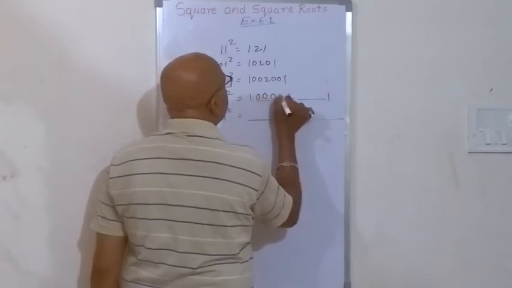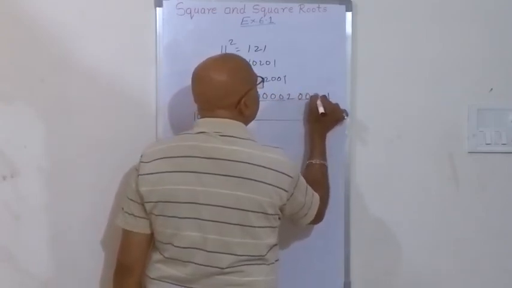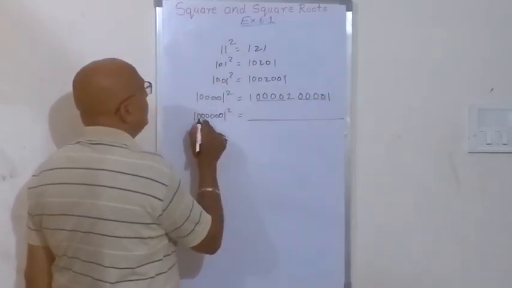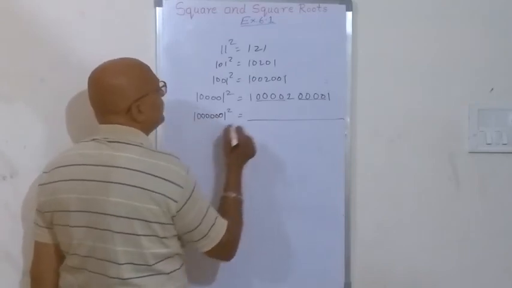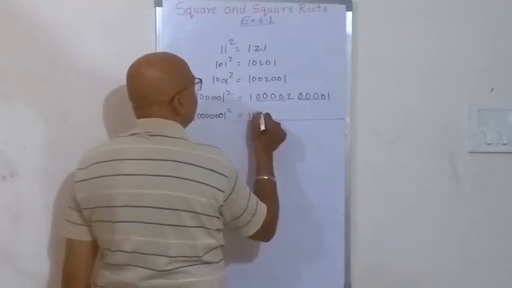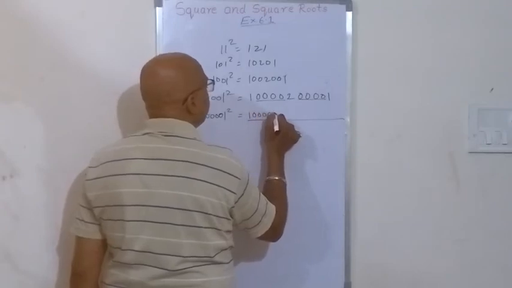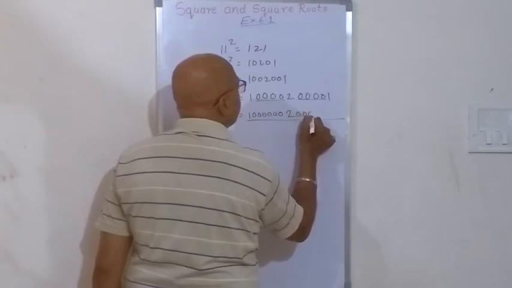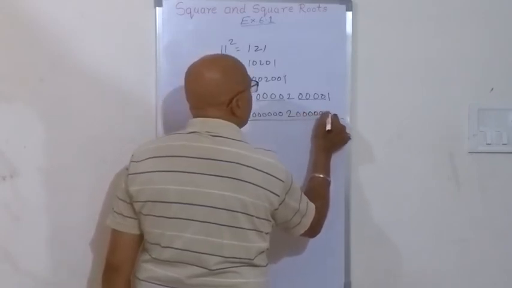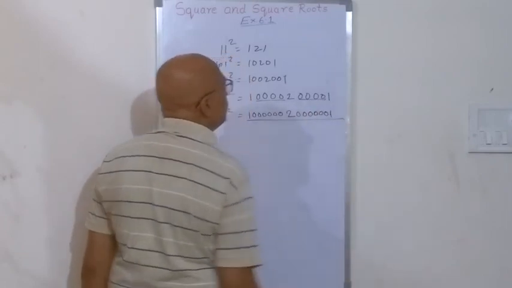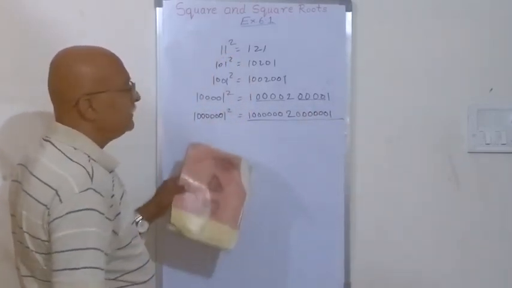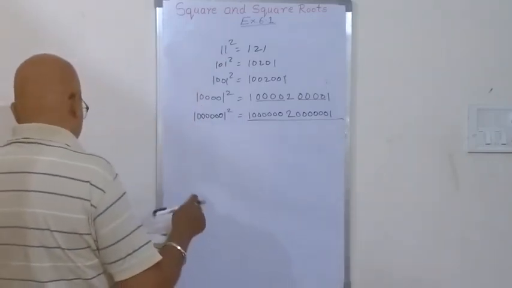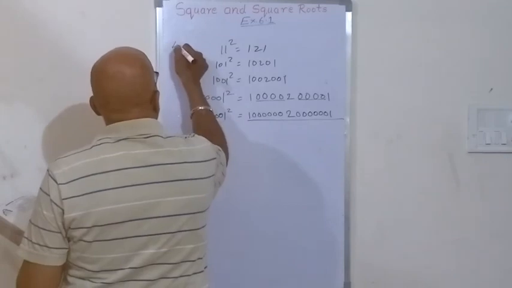1 2 3 4. Next is 6 zeros, so just write 1, 6 zeros, then 2, then again 6 zeros and 1. According to the pattern, this will be the answer. This was the fourth one.